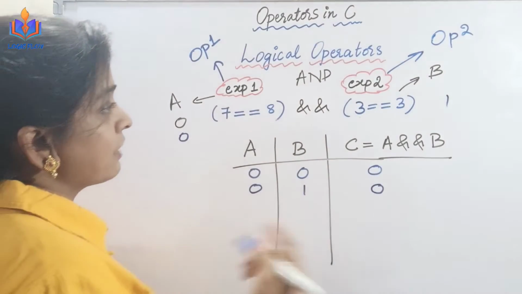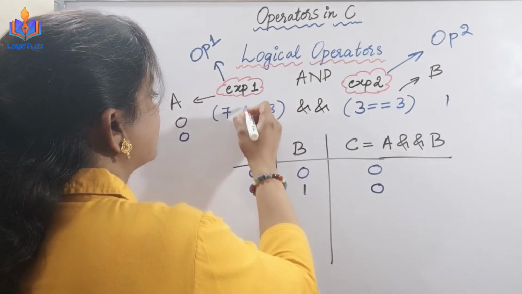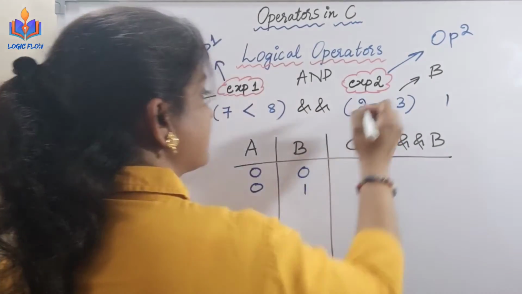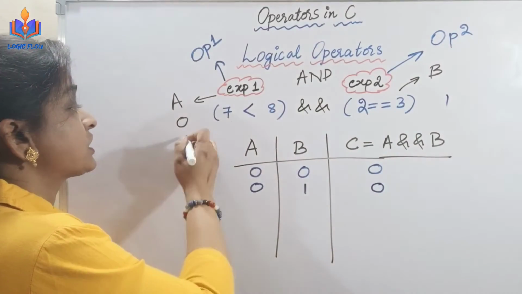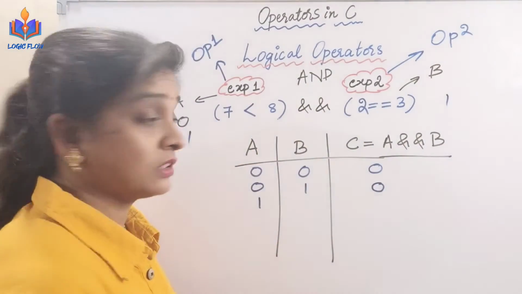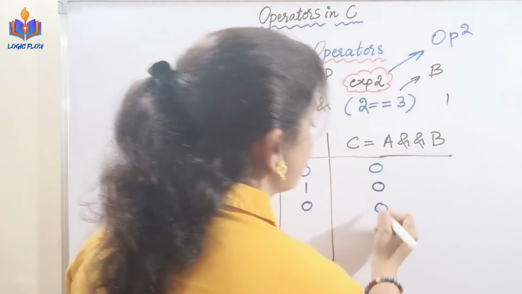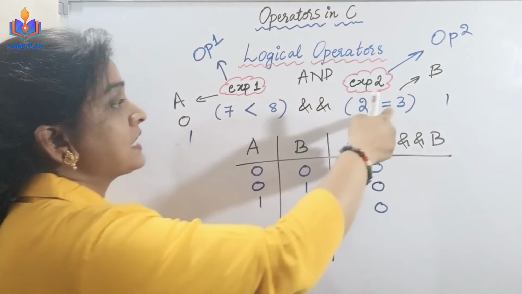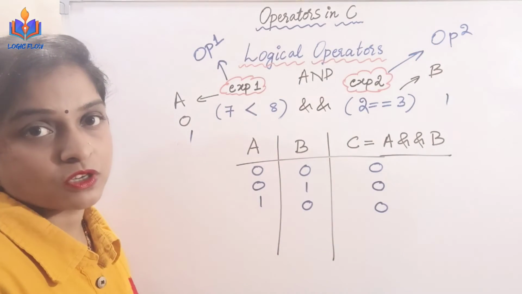Next, let us have one more criteria. I'll say 7 lesser than 8. Is 7 lesser than 8? Yes. My condition is true, so I'll say 1. Is 2 equals to 3? No. The condition is wrong, so 0. What will be the output? Again it is 0. So here 1, 0. First expression result is true, second expression result is false. True, false. My output will be false.